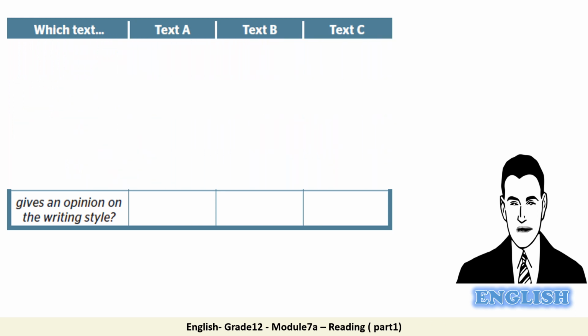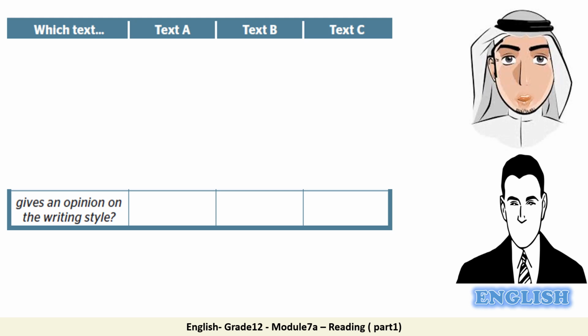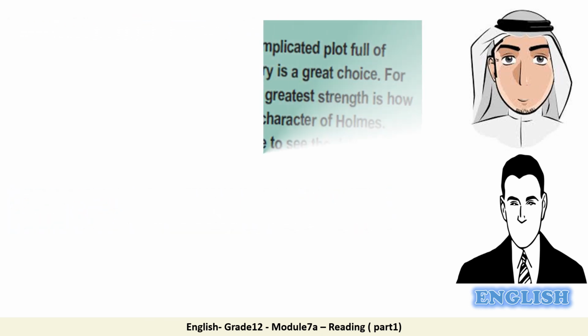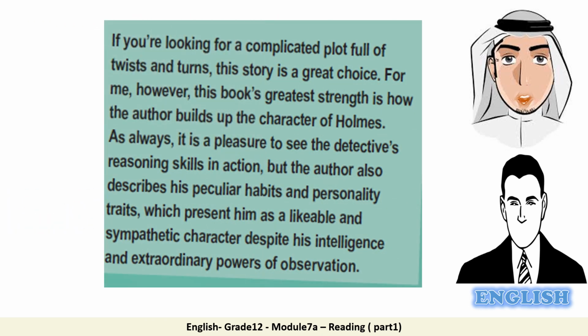And finally, which one gives an opinion on the writing style? Text A does. It gives an opinion on the author's writing style. If you follow these underlined sentences you can get it, teacher. If you're looking for a complicated plot, full of twists and turns, this story is a great choice.